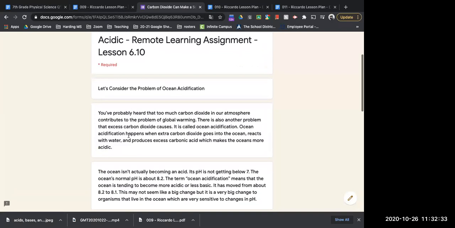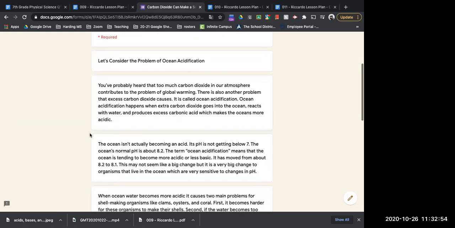And let's consider the problem of ocean acidification. You probably heard that too much carbon dioxide in our atmosphere contributes to the problem of global warming. There's also another problem that excess carbon dioxide causes. It's called ocean acidification. Ocean acidification happens when extra carbon dioxide goes into the ocean, reacts with water, and produces excess carbonic acid, which makes the oceans more acidic.